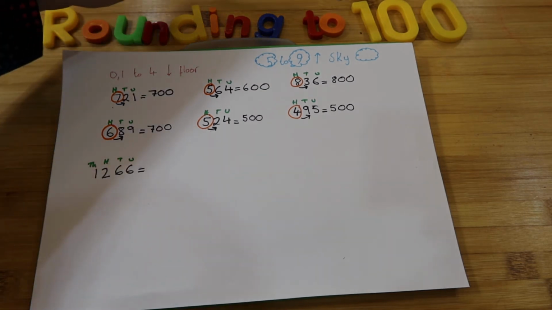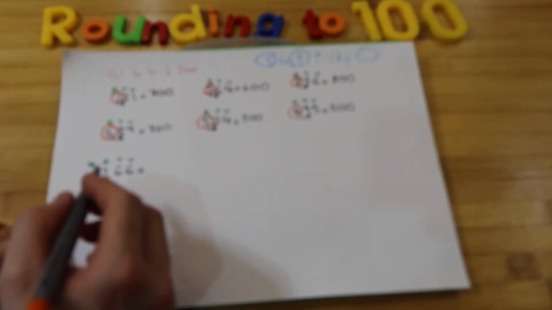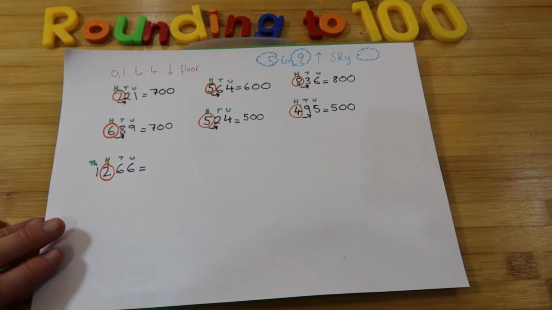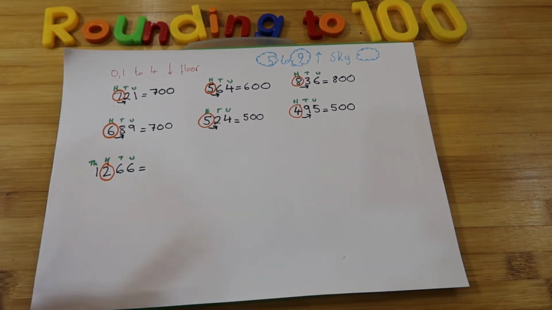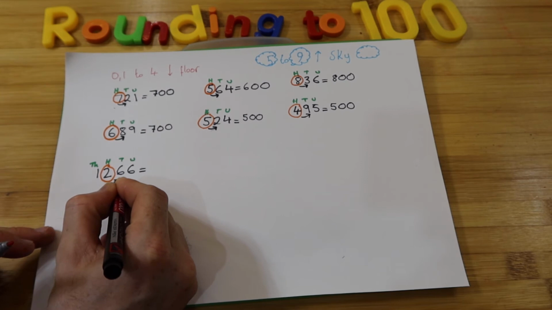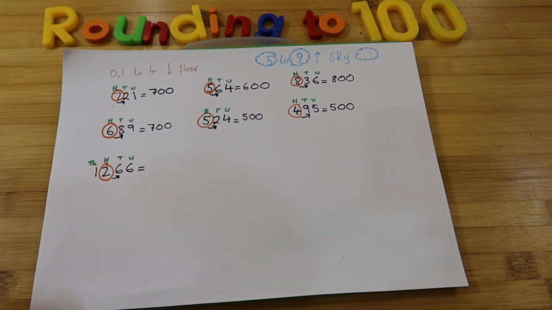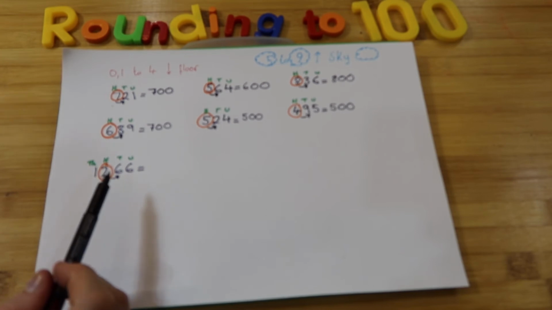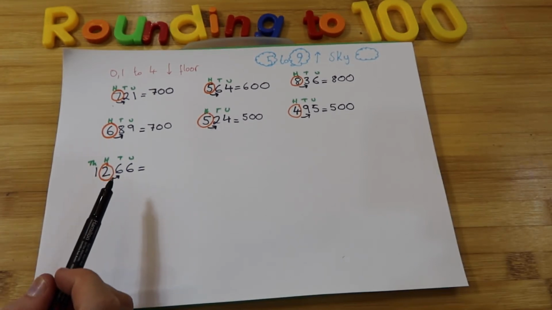So we're rounding to nearest 100, so we are going to circle the 100. So where is the 100 there? It's the 2. Okay, so we've got 200, 1,266. We need to make sure we go before that. Remember, we're looking at that number before. So now that's a 6. Okay, so now what we need to do is just make sure we do that. So 0, 1 to 4, round down to the floor.